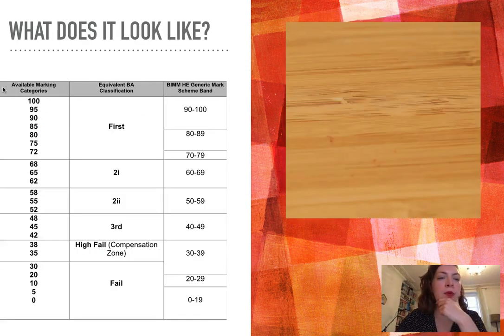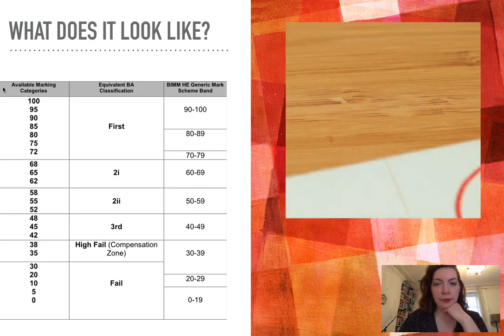So as you can see, we've got the same categories as normal: first, 2-1, 2-2, third, and fail. And how you award those is just the same as before. So 70 and above is a first, 39 and below is a fail, but there are fewer marking categories available. So you can see those down the side there.